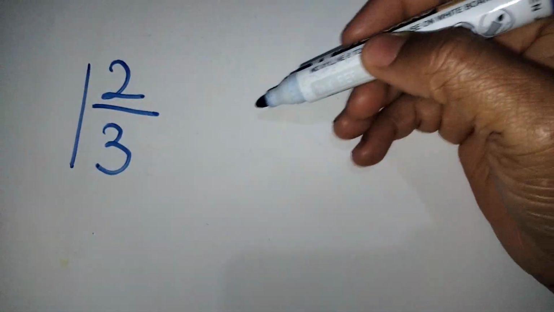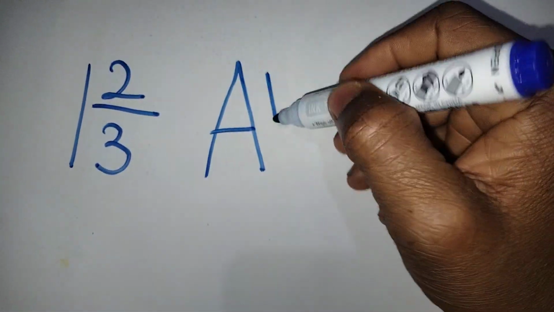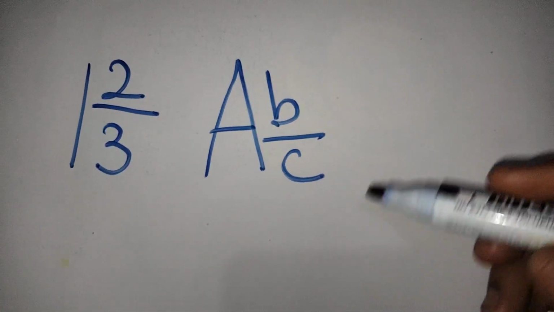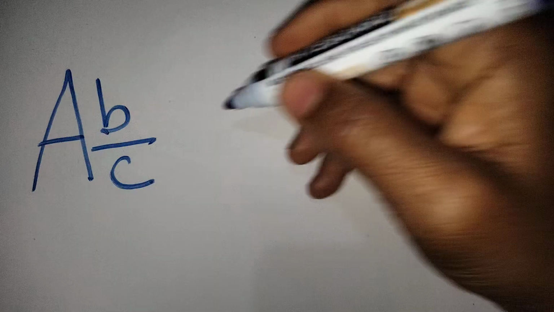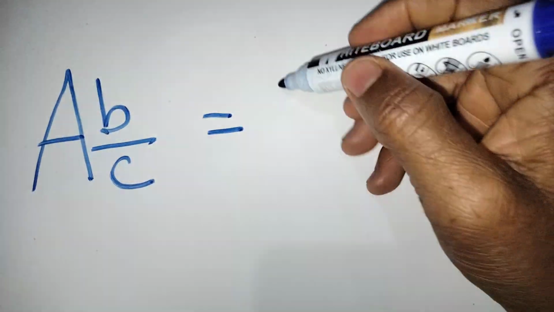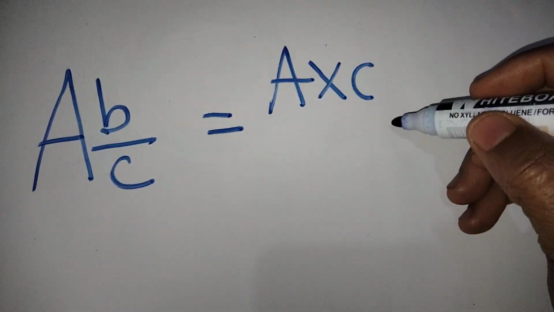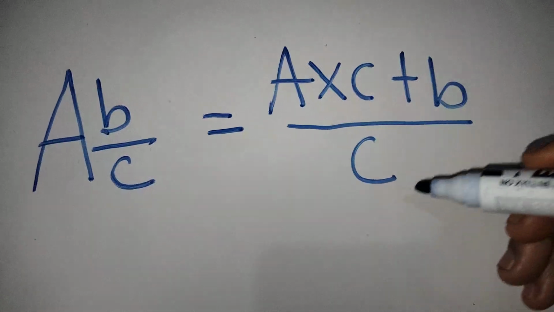So to convert this, I will say this looks like A B over C. So to convert this, this is what you will do. This now becomes A times C plus B, all over C.